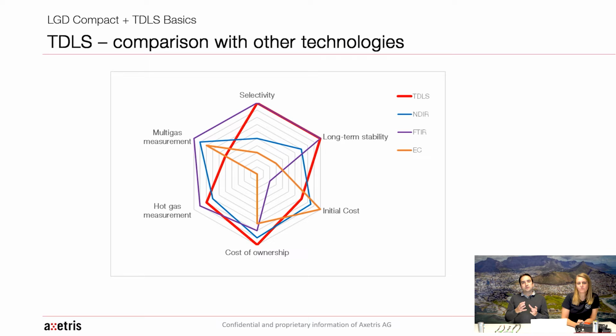And if you look here, the TDLS, represented in a red curve, you see that it checks many of these interesting points, like the selectivity, the long-term stability, or the cost of ownership. The price to pay is more the multi-gas measurement, which is not really possible in TDLS. We can sometimes measure one or two gases, but it's not like the FTIR that can measure many of them, obviously with another price, another cost of a system.